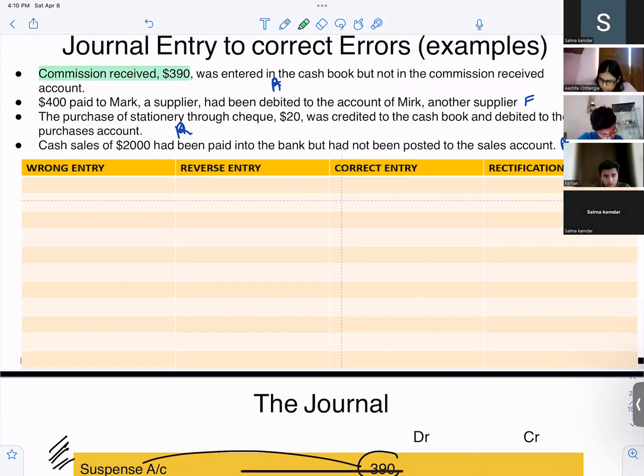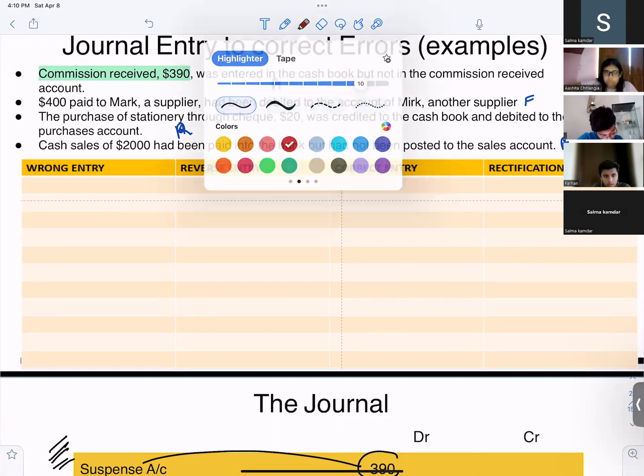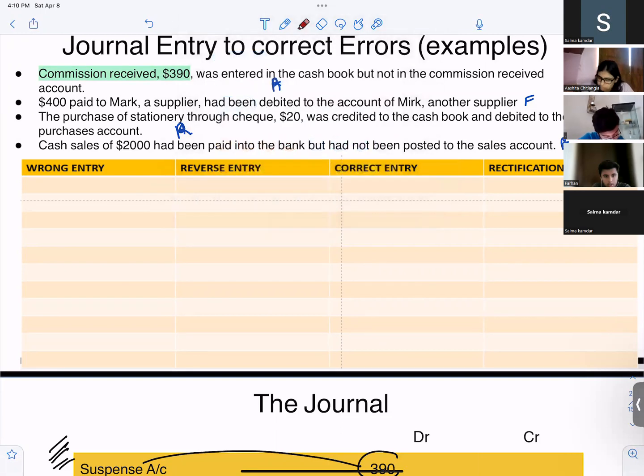You will always analyze the correct and the wrong first. What is the wrong that you did? It was entered in the cash book but not in the commission received account. So it is which omission? Partial omission. So in this, do you need wrong, reverse, correct rectification? No. So you will directly do the rectification entry.